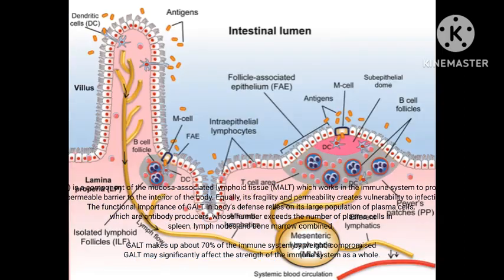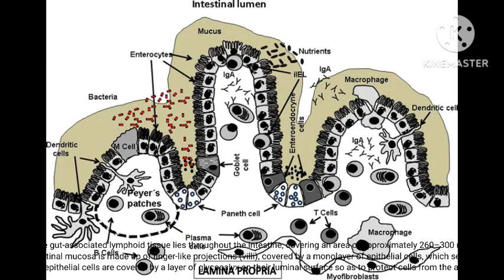The functional importance of GALT in the body's defense relies on its large population of plasma cells, which are antibody producers, whose number exceeds the number of plasma cells in spleen, lymph nodes and bone marrow combined. GALT makes up about 70% of the immune system by weight. Compromised GALT may significantly affect the strength of the immune system as a whole. The gut-associated lymphoid tissue lies throughout the intestine, covering an area of approximately 260 to 300 square meters.